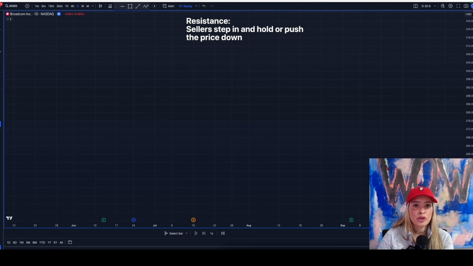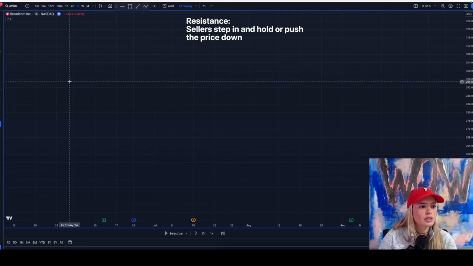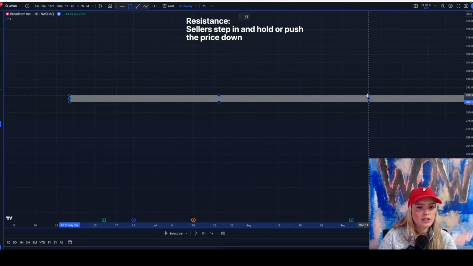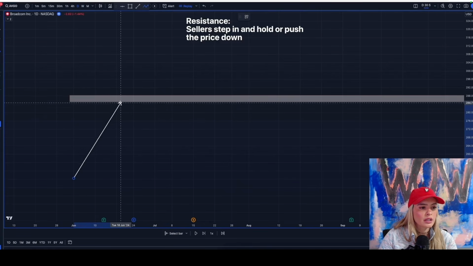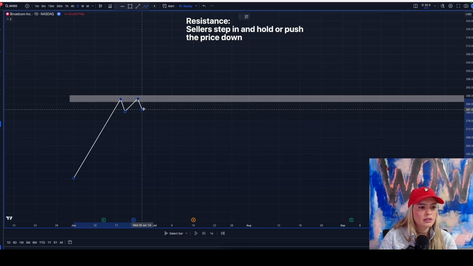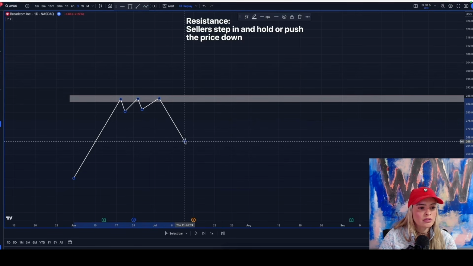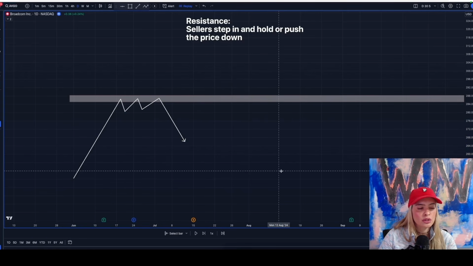And resistance is pretty much the same, but the other way around. Sellers step in and hold or push the price to the downside. So it would be something like this. We have a level of interest here. The market can come from the down, coming up, and then reject the level of resistance, and the sellers step in and reject that level, and the market changes direction and goes lower.